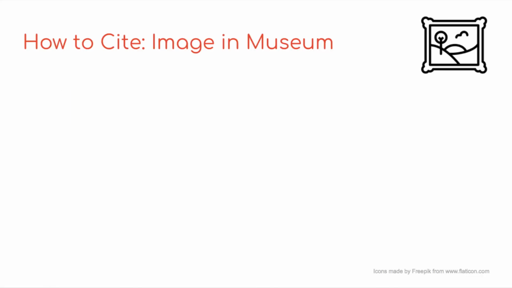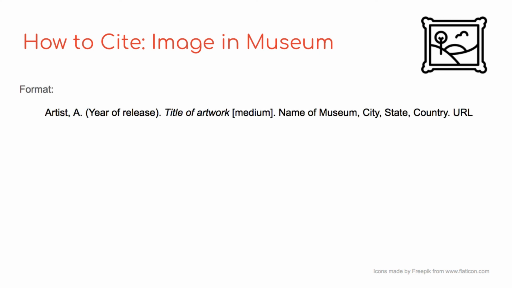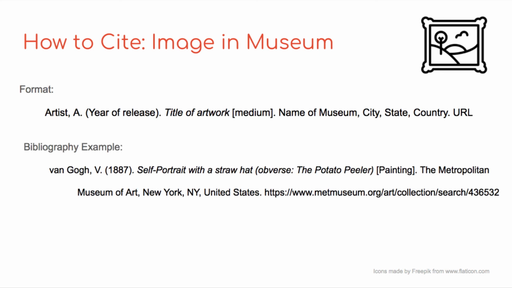All right, so when we put that information together, here is the basic format. And then here is our example. And then if you need an in-text citation example, you would just use the artist's last name and then the year of publication, the year they made the piece of art.